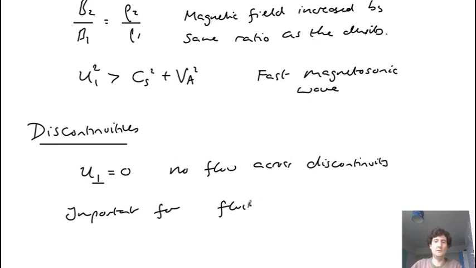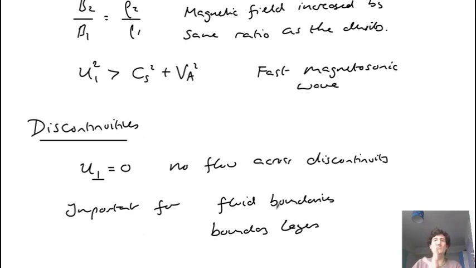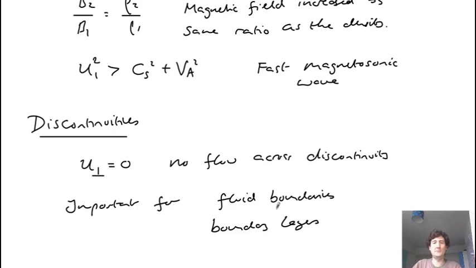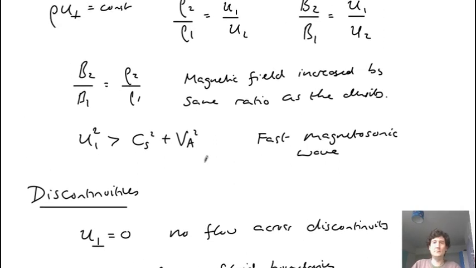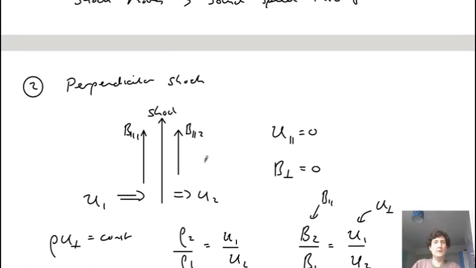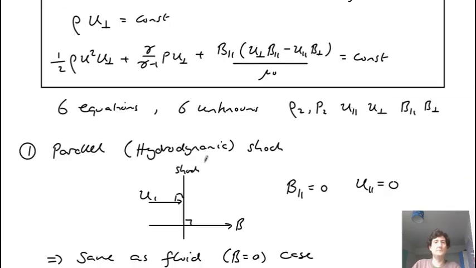So for fluid boundaries, or particularly for boundary layers, where you have a sudden change in magnetic geometry, for example at the edge of the plasma, these kinds of boundaries occur where there's a sudden jump or change in plasma parameters across a very narrow layer. Even though there's necessarily no flow across that discontinuity, it still needs to be treated as a jump. So in this case, if we look at the equations, they also reduce to something much simpler.